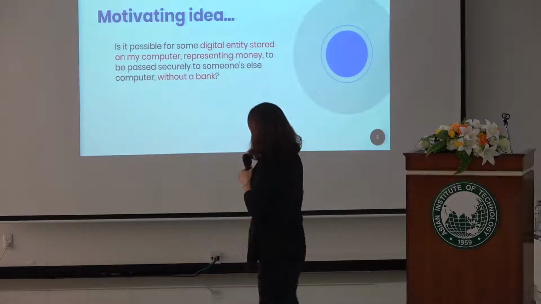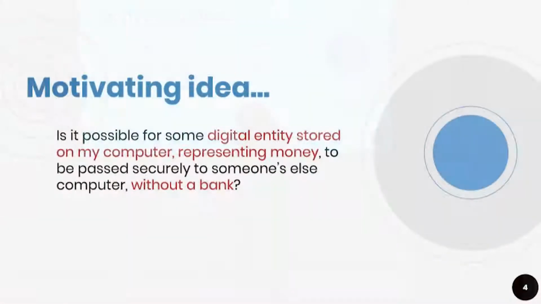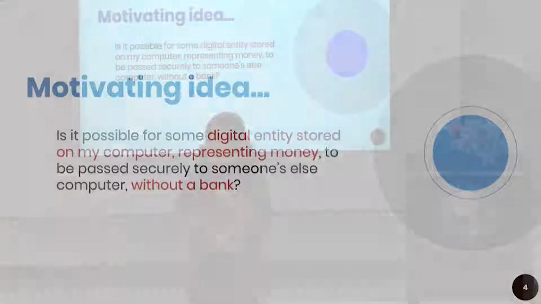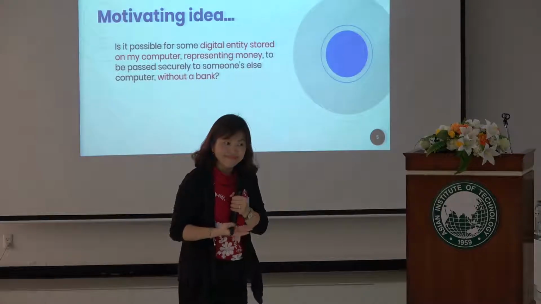So the motivation is, is it possible that we can have some digital asset, a digital object stored in a computer, just like a Microsoft Word file, just like a photo that you own, right? And then it has certain value. And we can actually use that digital token. Okay, you can use the term token. Transfer that token to somebody else securely. And we don't need the third party. That is, we don't need a bank, we don't need PayPal. Is it possible? What do you think?